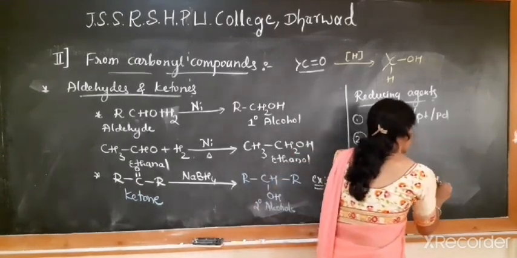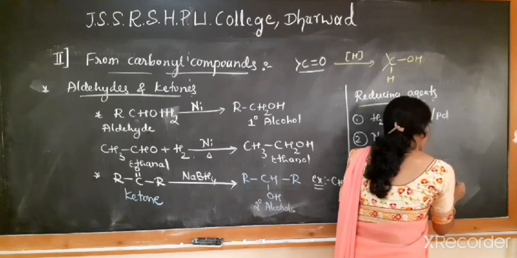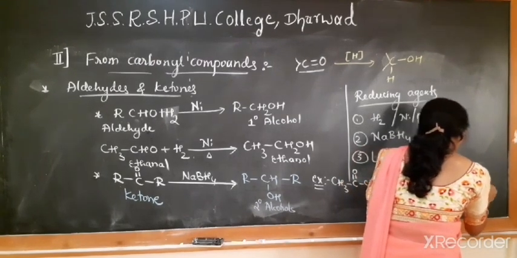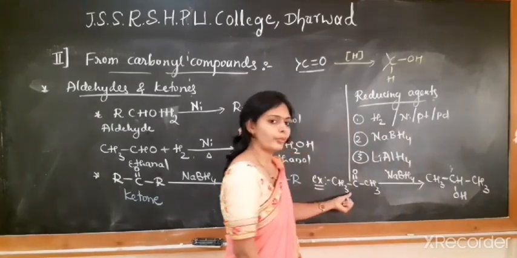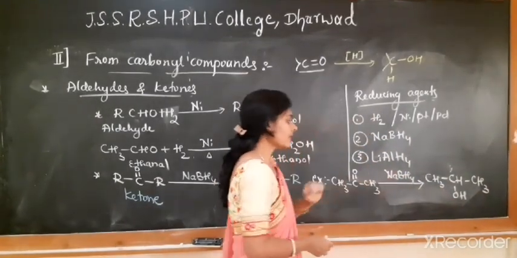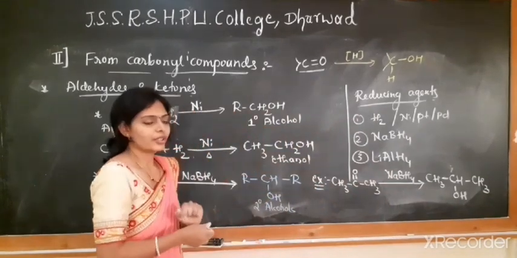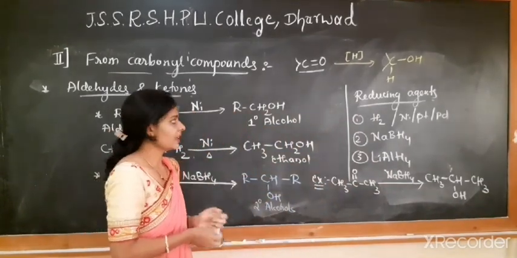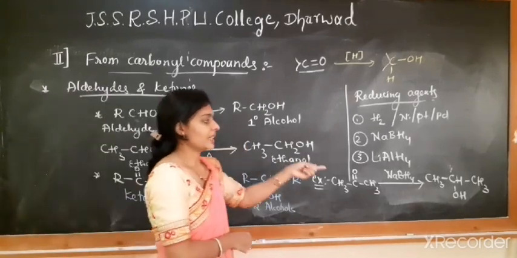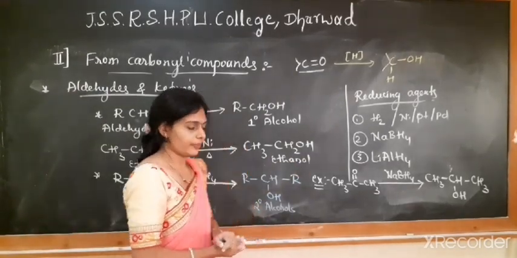So there is a formation of CH3CHOHCH3. So propanone gives propan-2-ol. So this is the ketone undergoing reduction to form a secondary alcohol. So aldehydes and ketones on reduction give primary and secondary alcohol.